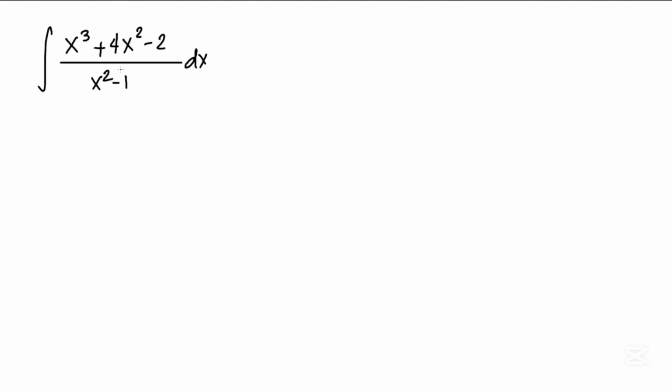So, what if what we are looking for is the integral of x cubed plus 4x squared minus 2 all over x squared minus 1. Looking at our numerator, its degree is 3. Meanwhile, the denominator's is 2. So, if the degree of your numerator is greater than your denominator, we have to do long division. But if you have other ways to divide the polynomials here, then you can do so.